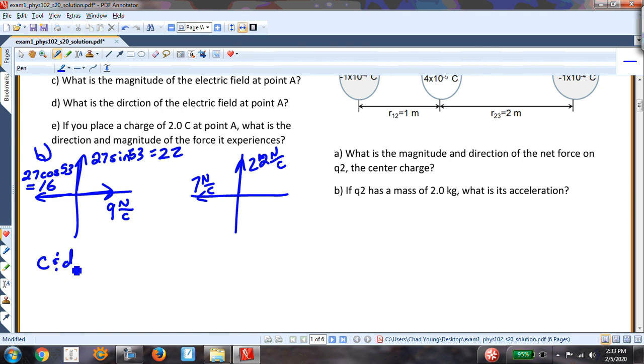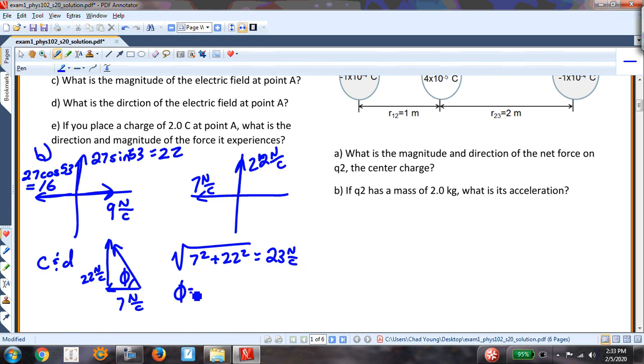So for part C and D, I have to find the magnitude. I'm going to redraw this up here. I have a 7 newton per coulomb vector here and a 22 newton per coulomb. And so the resultant vector is right there, and it has a magnitude equal to the square root of 7 squared plus 22 squared. That's equal to 23. And then the direction is this angle, I'll call it phi, is inverse tan of 22 over 7. And that's 72 degrees above the negative x-axis. So that is part C and D.